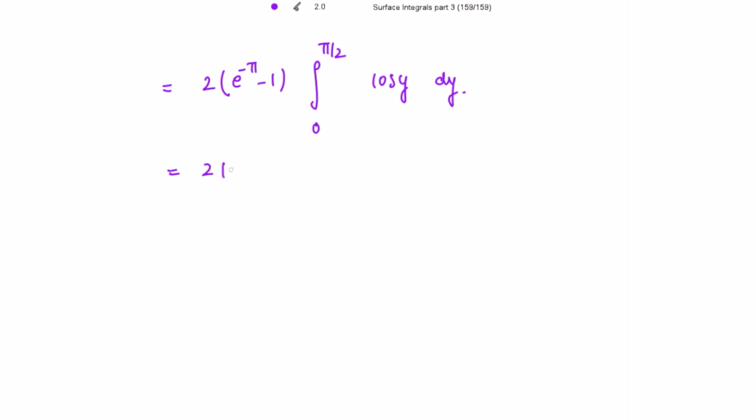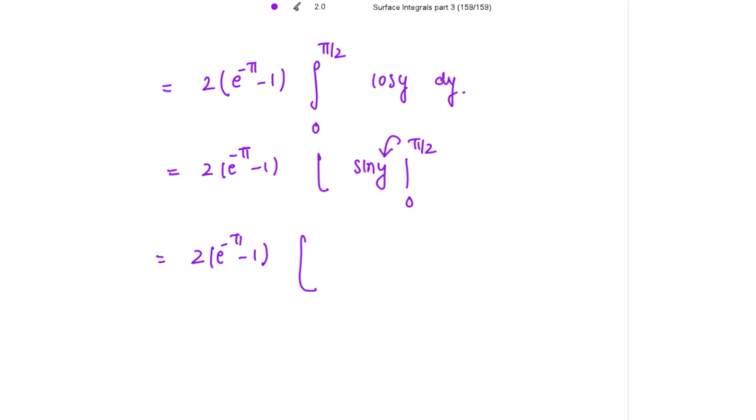So this is twice of (e to the power minus pi minus 1) and the integration of cos y is sin y with limits from 0 to pi by 2. So this is equal to twice (e to the power minus pi minus 1), and putting the upper limit for y, it is sin pi by 2, that is 1, minus putting the lower limit, it will be sin 0, which is 0. So we are getting our answer to be twice of (e to the power minus pi minus 1). This is the required solution for the given integral.